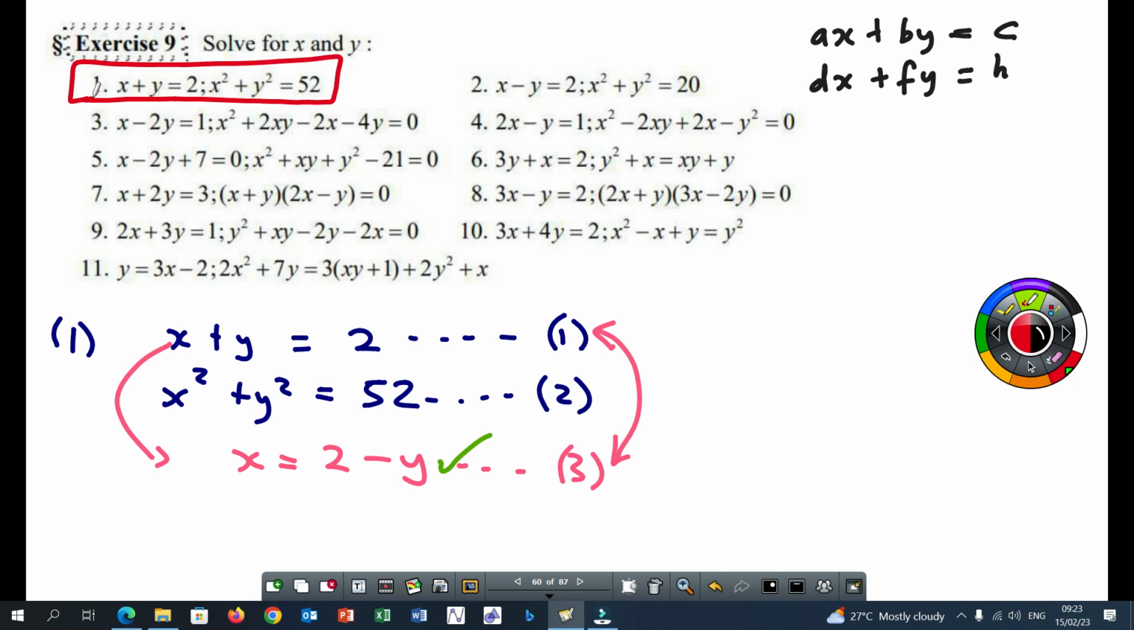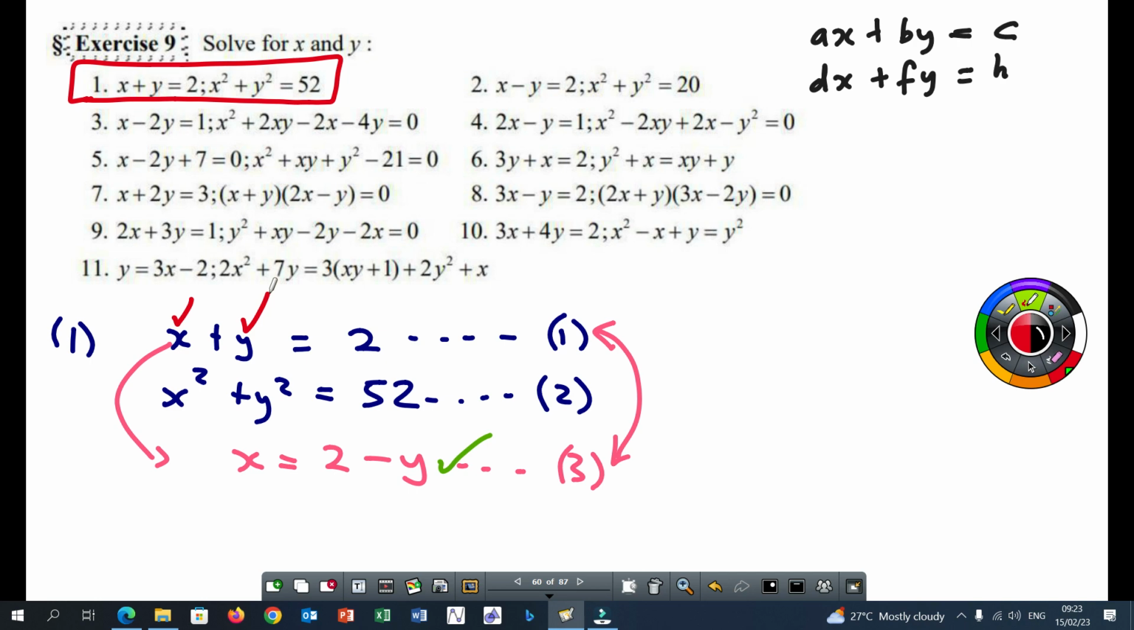Right? So the two equations are x plus y equal to 2. Okay? Then the second one now, which is quadratic in two variables, it will be x squared plus y squared is equal to 52. So that's your second equation. Right? Now, I'm sure you can agree with me that the first equation is less complex as compared to the second one. Therefore, you can make x the subject there, or you can make y the subject.